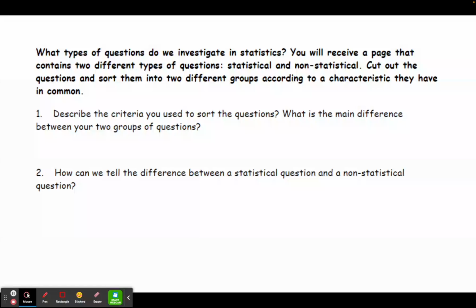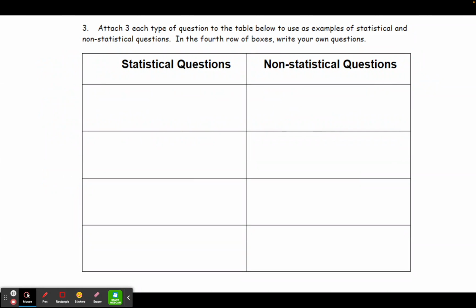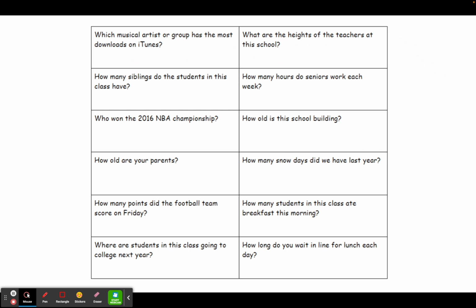And this might be sort of difficult, but I would recommend that you try it at home and see if you can sort them into two groups. And you're going to then attempt to classify them into statistical versus non-statistical questions. So go ahead and pause the video and try to do that, and then you can restart it and see how you did.